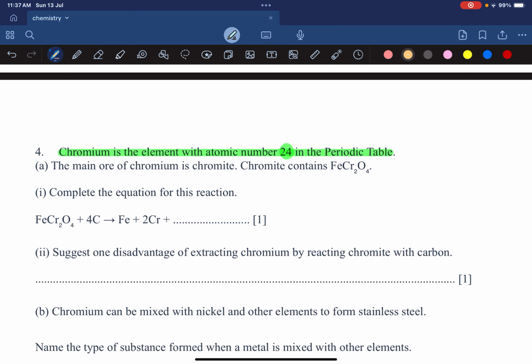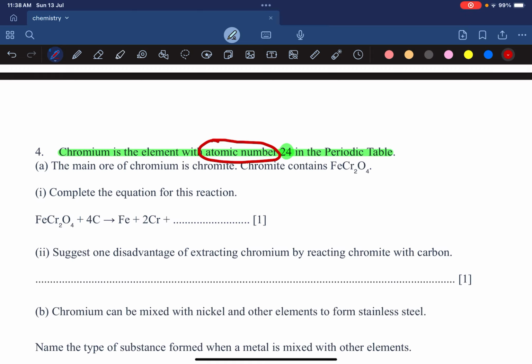It pinpoints the location of chromium, because atomic number is something that's different for every atom in the periodic table. Every atom in the periodic table has a different atomic number. No two atoms can have the same atomic number unless they belong to the same element. Every element in the periodic table has a different atomic number.